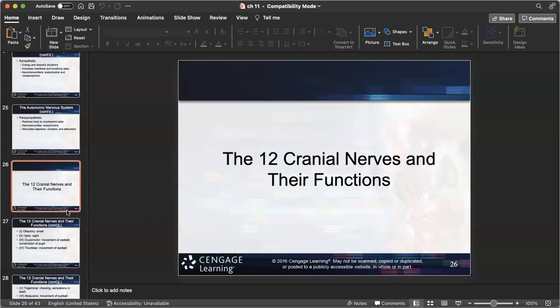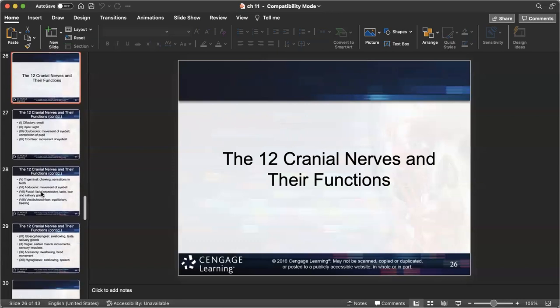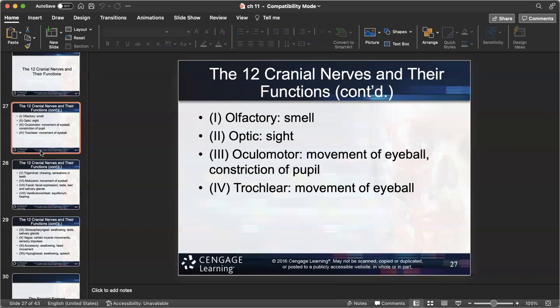I will move on now to the 12 pairs of cranial nerves. This is one of those topics where we can have an entire lecture focused on, but we don't have that kind of time. And the main point here is for you to understand, be familiar with these 12 cranial nerves. So there are 12 pairs of cranial nerves, meaning there is a right and a left of each pair, for a total of 24 cranial nerves.